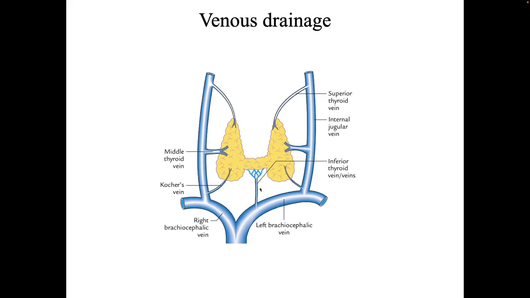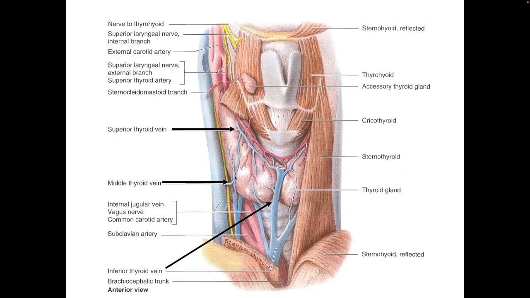Again, sometimes there can be a Kocher's vein. This is the inferior thyroid vein. Sometimes there can be a Kocher's vein present. One should know this again for operating. While operating, one should know that there is a Kocher's vein present, just like the thyroid ima artery. This is the inferior thyroid vein, superior thyroid and middle thyroid.